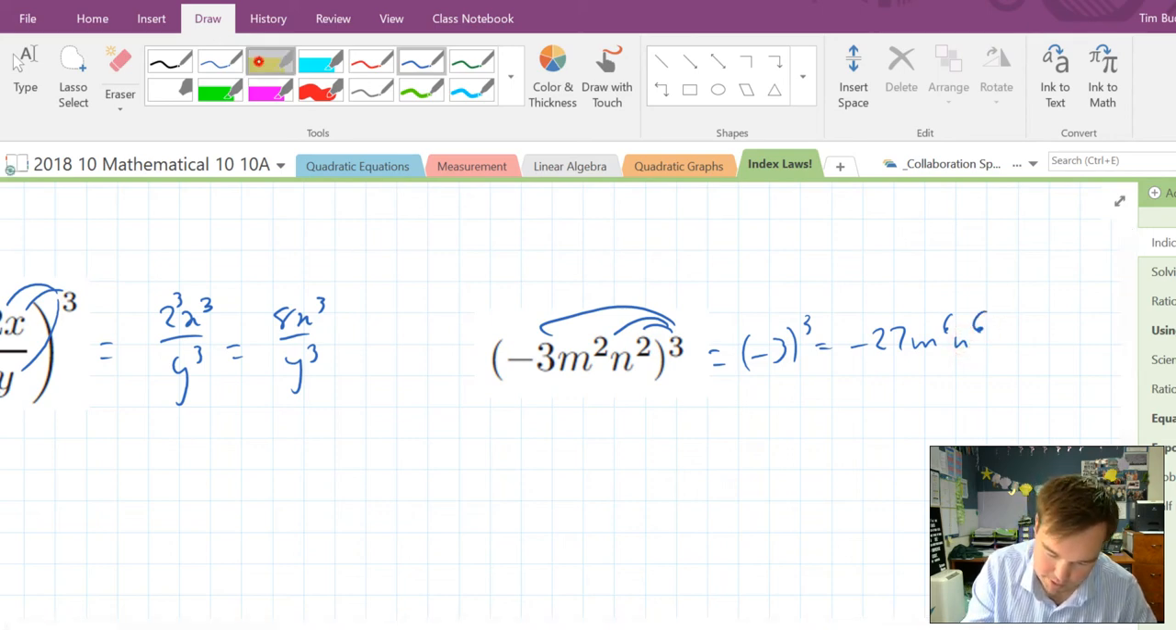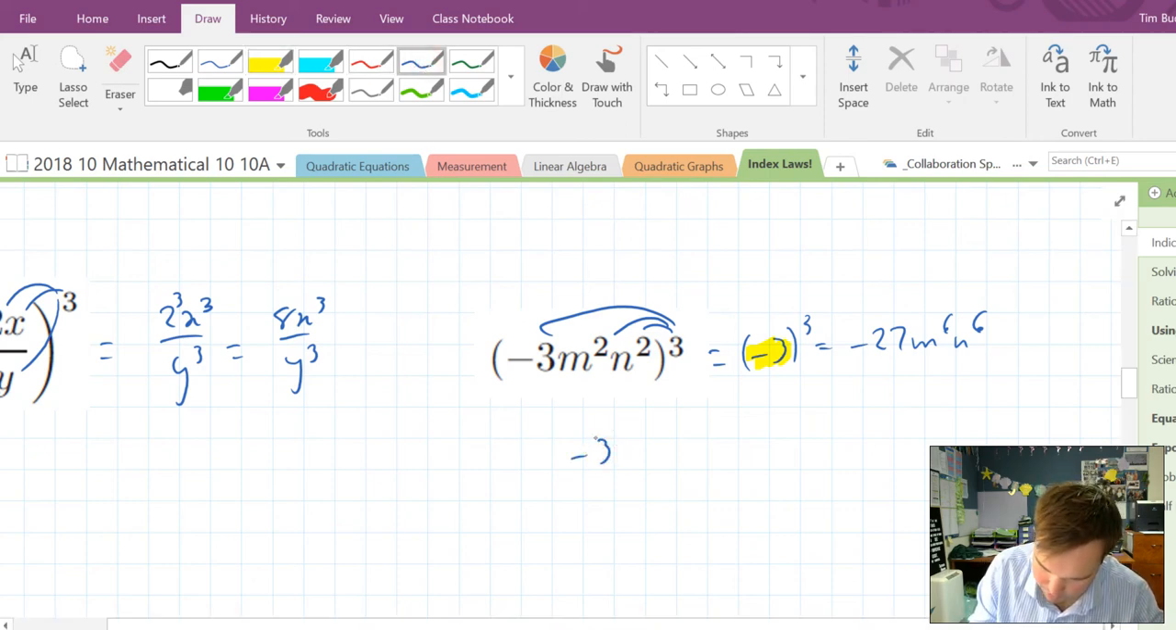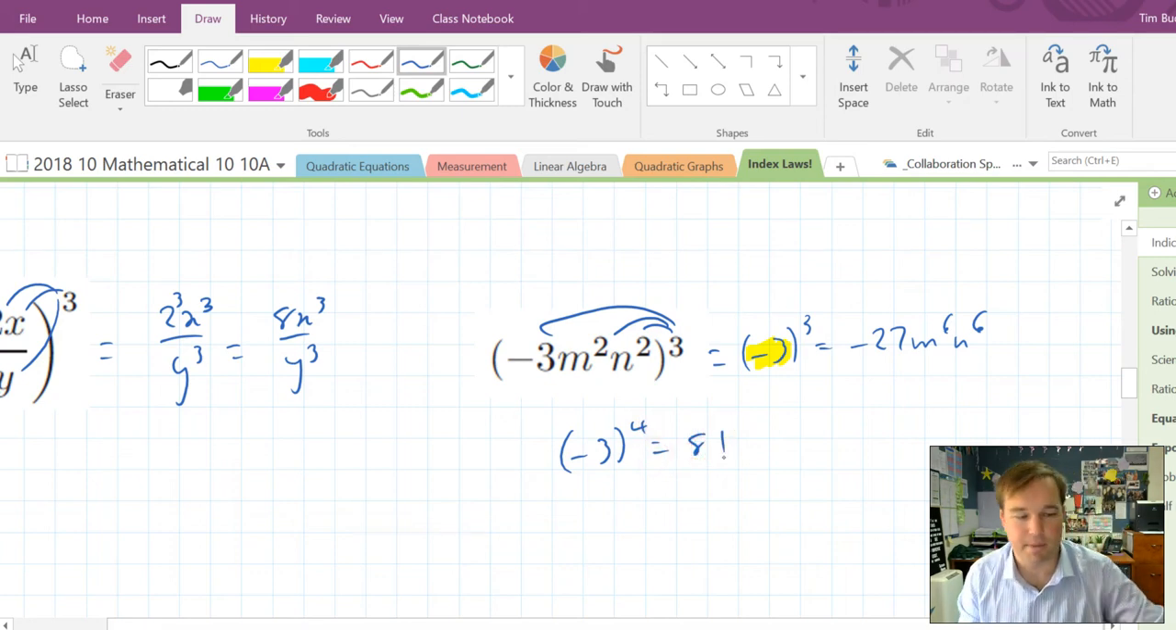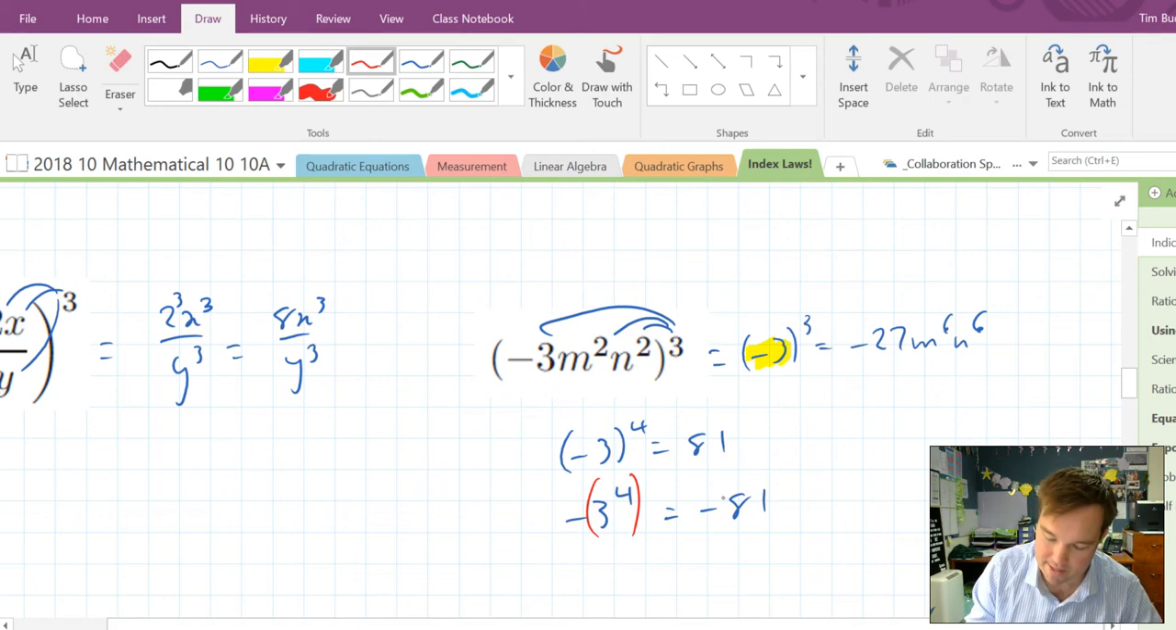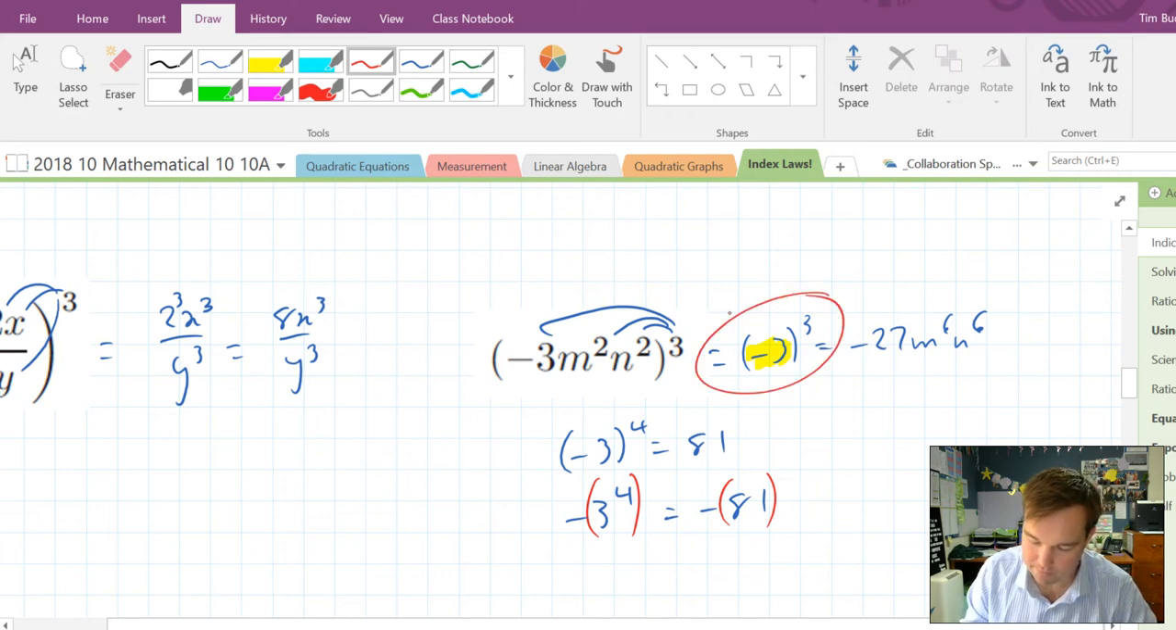Note that I've put this in brackets, and that's important, because if this was to the power of 4, minus 3 to the power of 4 is positive 81, because you have a minus, a minus, a minus, a minus. 4 minuses make a positive. If you write minus 3 to the power of 4 in your calculator, it will give you negative 81, because what your calculator is doing is saying 3 to the power of 4, and then there's a negative. So it's very important that you put the brackets around there.